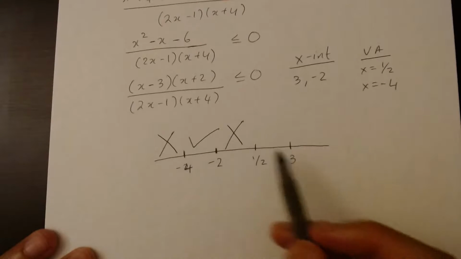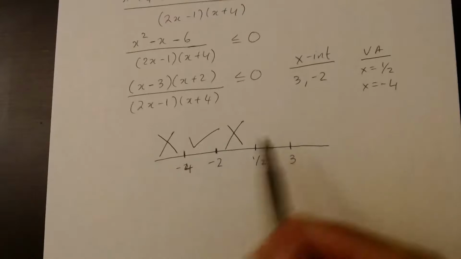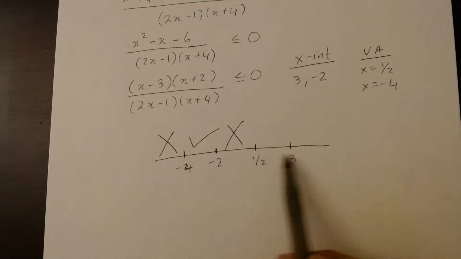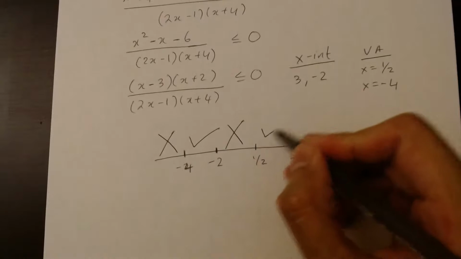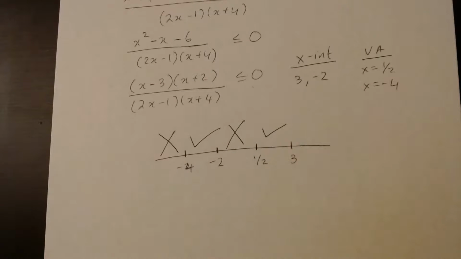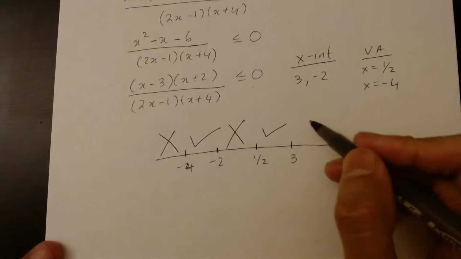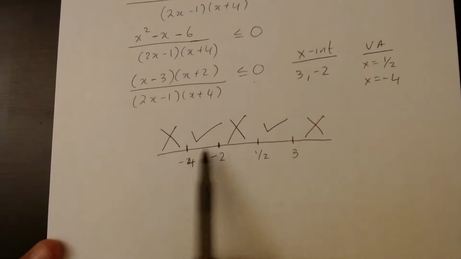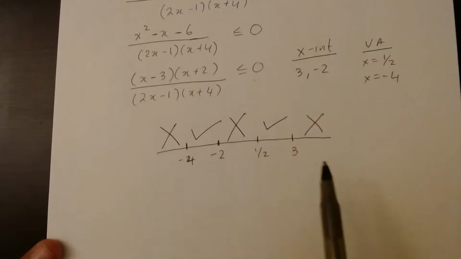Now I know it's alternating here, but you can't assume it will alternate. You have to test all the values out. The next value I'll test in between these two is +1. And for +1, I'll get a negative solution, which is good. A negative solution is less than or equal to 0. And then finally, I will test +4. And I'll get a positive solution. A positive solution is not less than or equal to 0, so that's no good. So now I have two solution ranges that are good in my final solution.